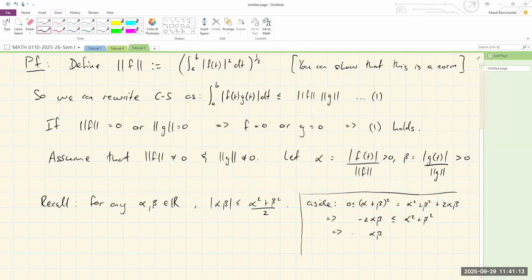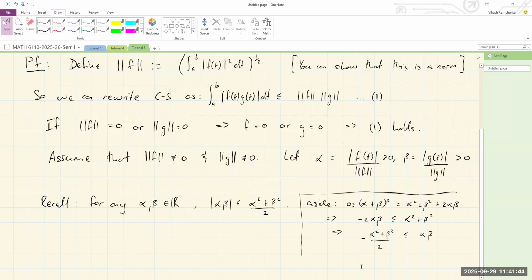Oh, we need to prove the modulus of alpha beta. So let me divide by minus 2, and I'll flip the inequality sign around. So this implies that minus alpha squared plus beta squared divided by 2 is less than or equal to alpha beta.